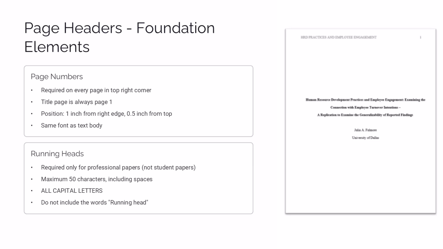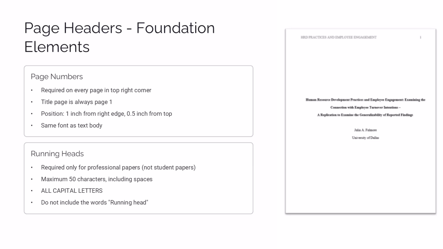The distinction between student and professional papers is critical here. If you're writing a paper for a course assignment, thesis project, or similar academic work, you typically do not need a running head unless your instructor specifically requests one. Some instructors do require running heads as a way of teaching professional formatting, but this should be explicitly stated in your assignment instructions. For student papers, your page header consists only of the page number in the top right corner.